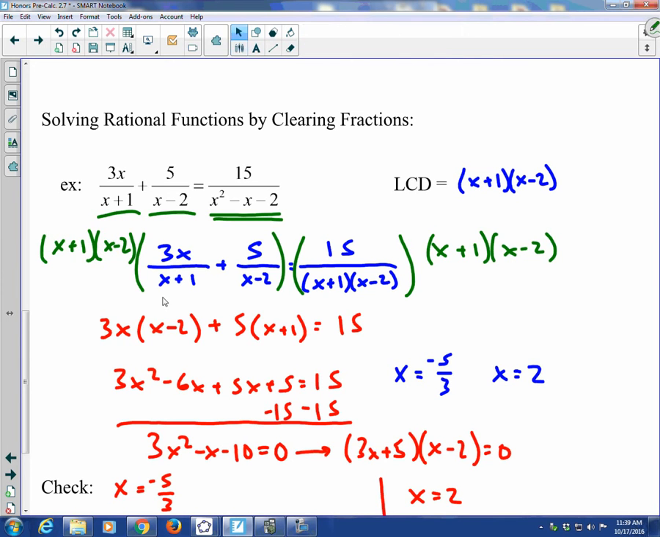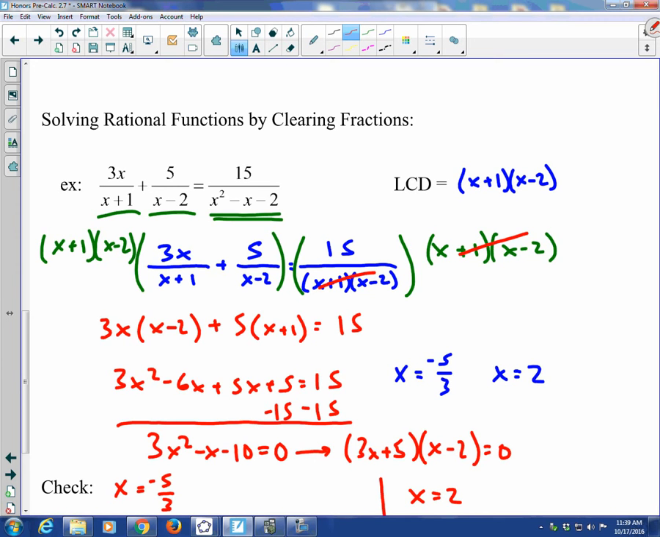And when we do that, what we're going to see on the right side is we're multiplying and dividing by the same thing. So our x plus 1 times x minus 2 that we're multiplying is going to cancel with a division of x plus 1 times x minus 2.